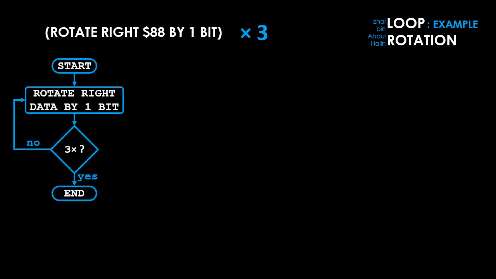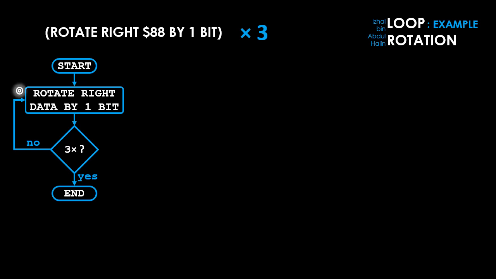Now let's develop a program using the DBEQ instruction. We will call this example program loop rotation. It's going to rotate data in a register 3 times to the right using the DBEQ instruction. Here's the flowchart that shows the general idea behind our program.